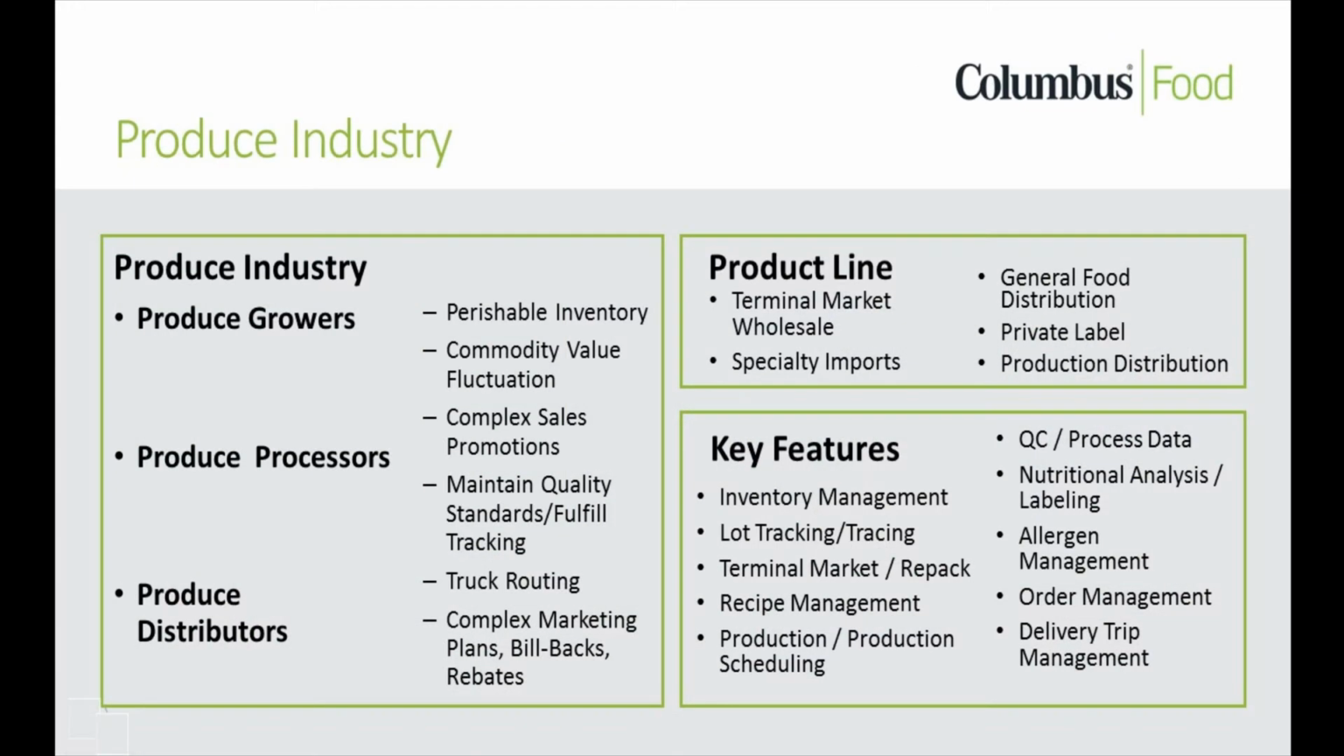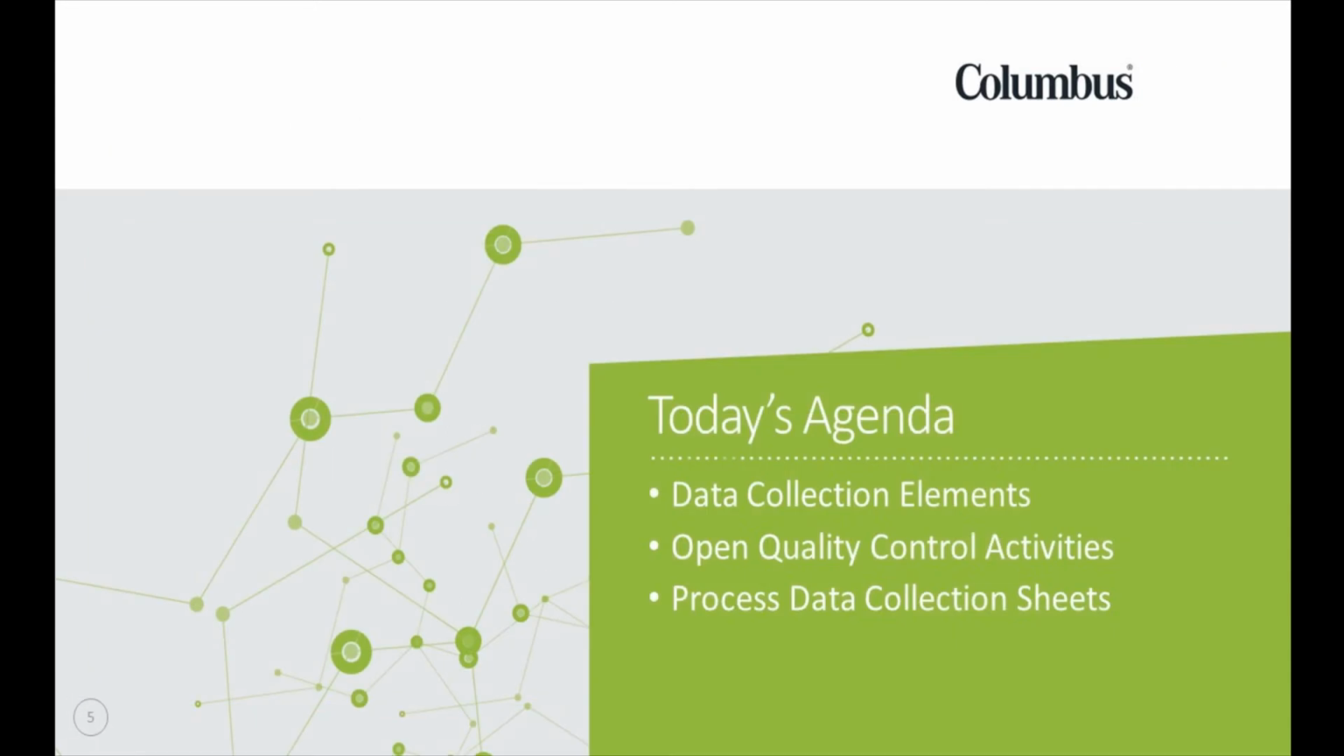For many years, Columbus has worked with various types of produce growers, processors, and/or distributors and their product lines. Columbus has the solution, experience, and support to meet these fresh produce businesses' unique ERP system challenges. This specific video highlights Columbus's quality control and process data collection.